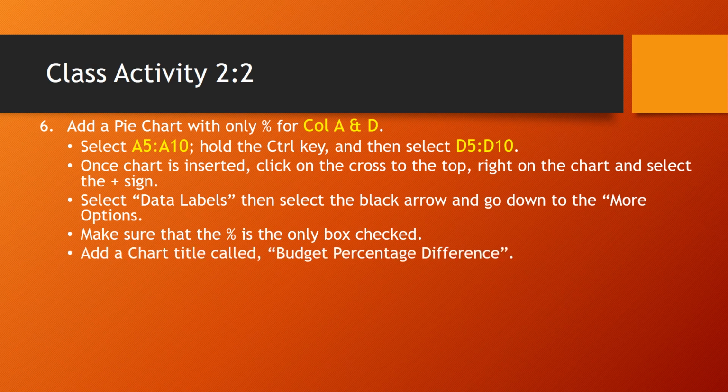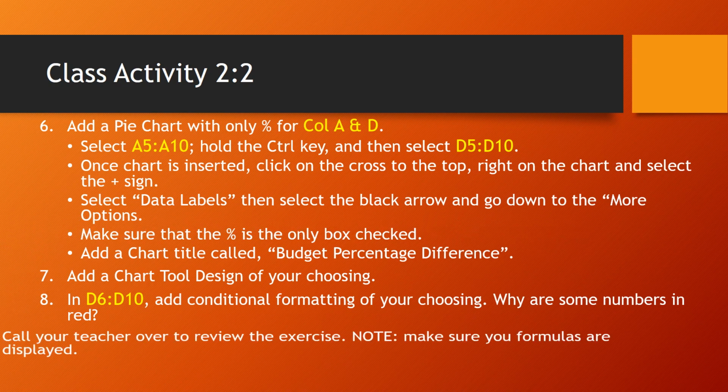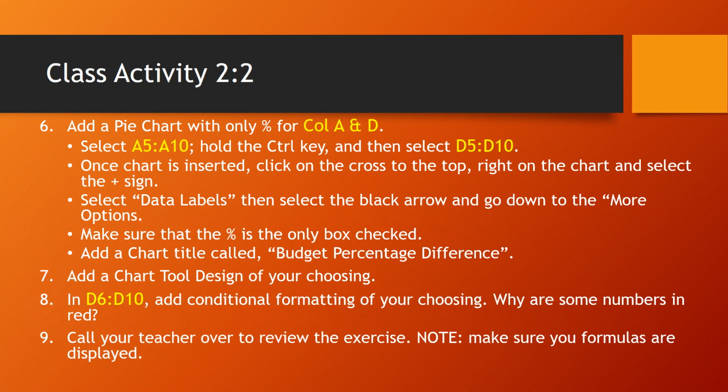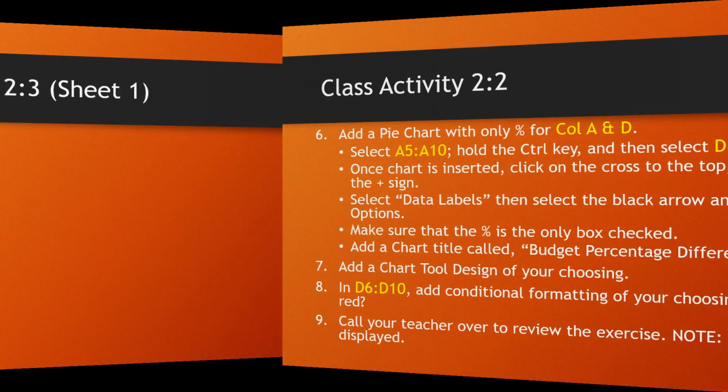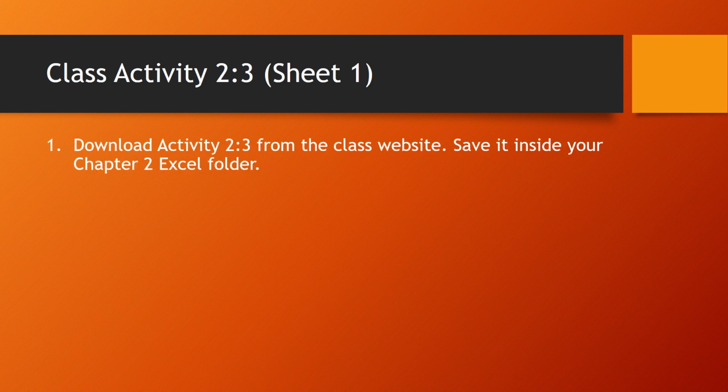Add a chart title called Budget Percent Difference. Add a chart tool design of your choosing. In D6 through D10, add conditional formatting of your choosing. Why are some numbers in red? Call your teacher over to review the exercise. Note, make sure your formulas are displayed. You are now done with Activity 2-2.